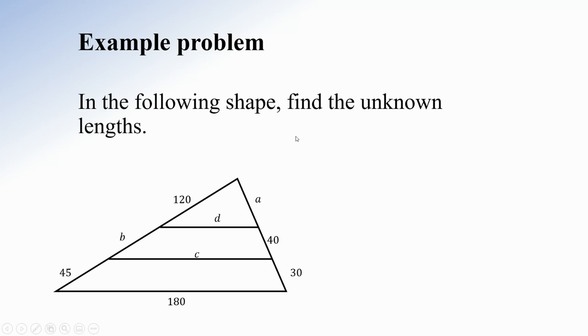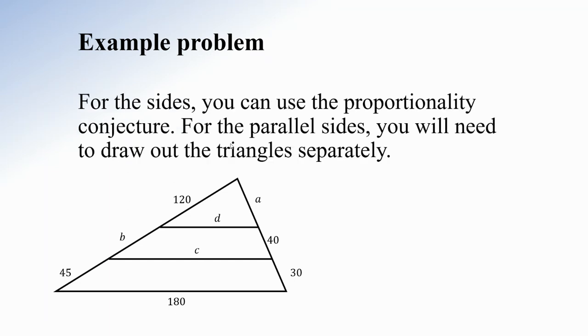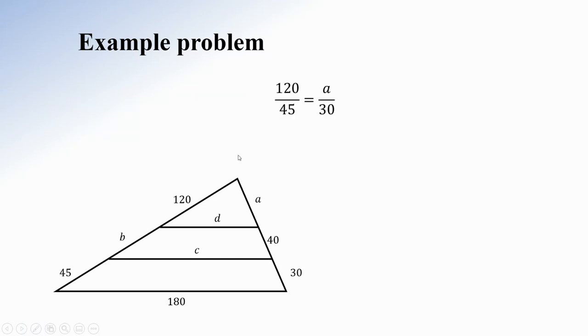Well, you know from doing previous examples like this that the first thing we're going to do is draw out the separated triangles so that we can compare them as similar shapes. We're going to use the proportionality conjecture, and for the parallel sides, we'll draw out the triangle separately, but for the two split up sides, we don't actually need to draw them out separately. We can say that we know the ratio of each of these segments on the left side will be the same as the equivalent ratio on the right side.